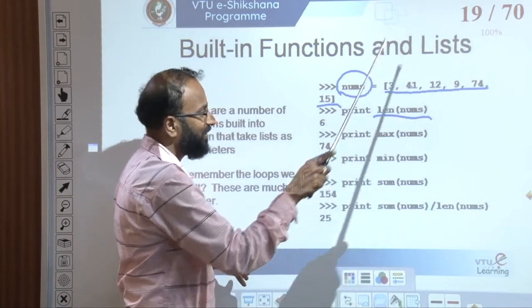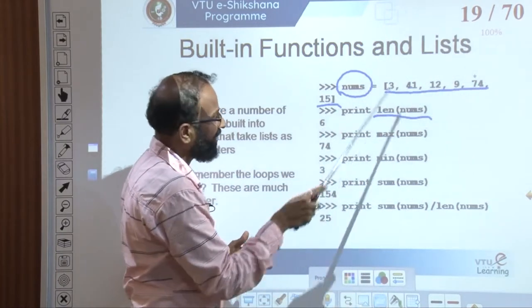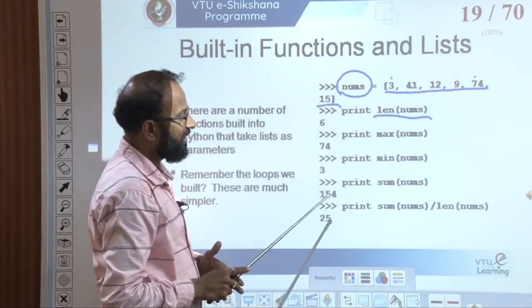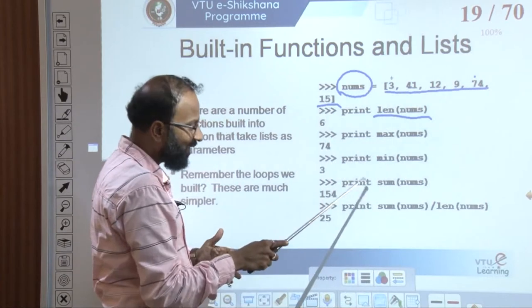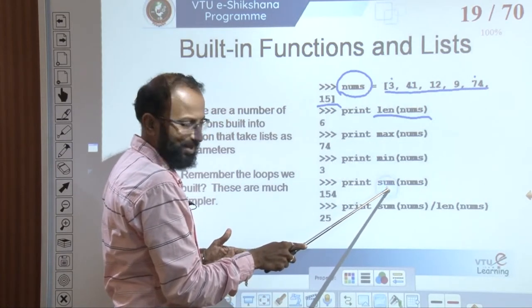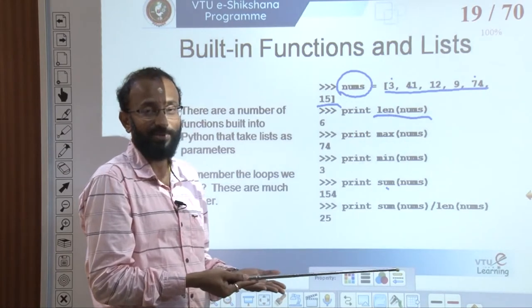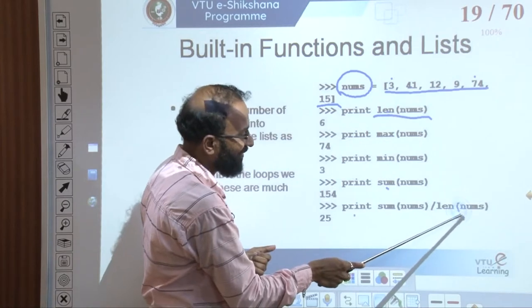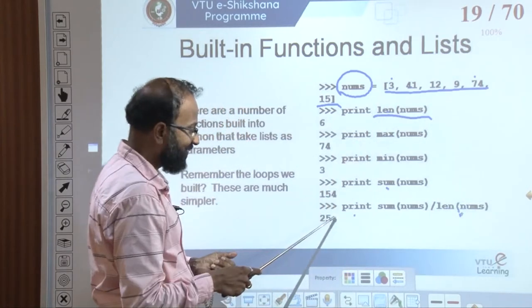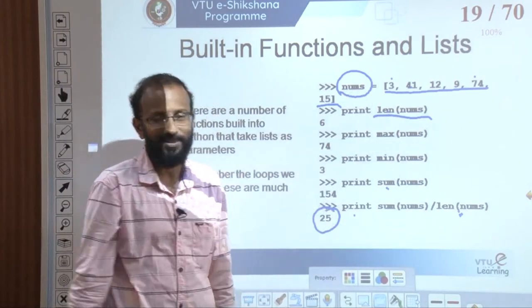Print max of nums, where it is 74, right? Then print min of nums, where the value is 3. Then we have print sum of nums, so the sum of all this, right? So now, I know the sum of nums, I know how many elements are there, I can divide, I'll be able to get an average. So I'll print sum of nums divided by len of nums, where I get an average, average 25.